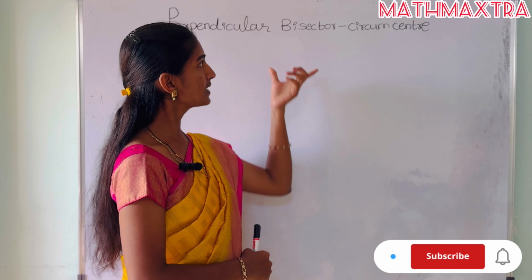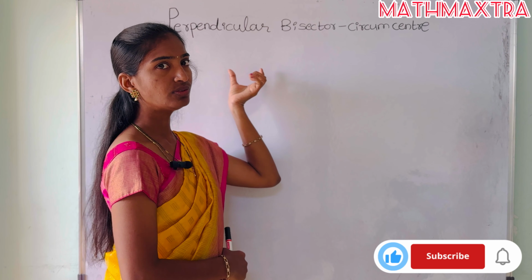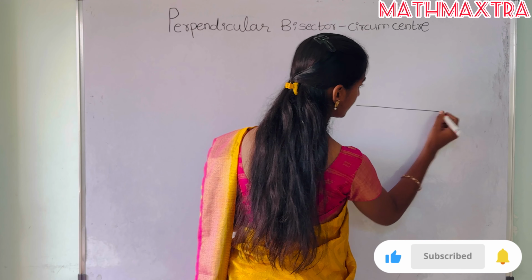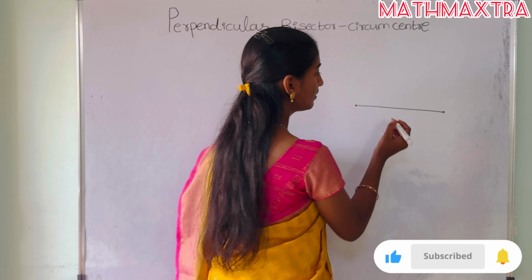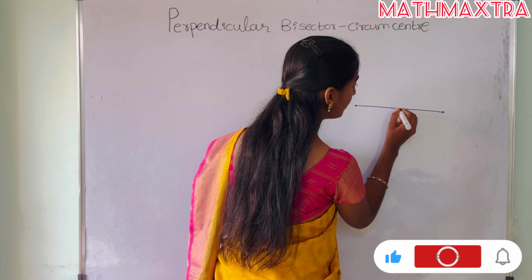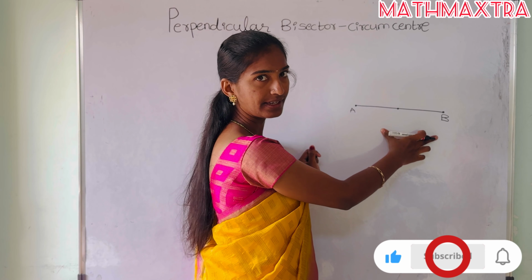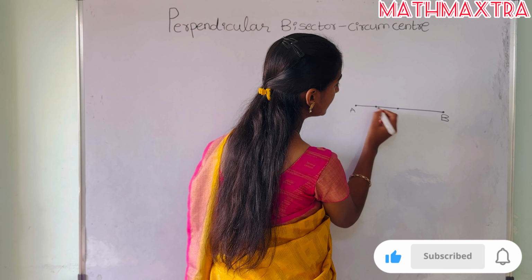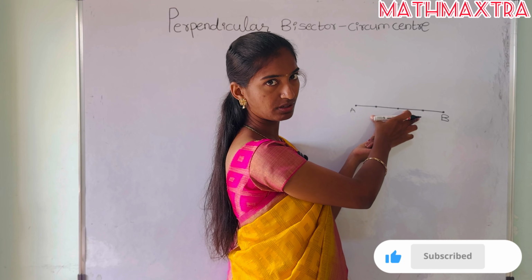Today our topic is perpendicular bisector and circumcenter. We'll know first what a bisector is. See, this is a line segment. When we say the line is a bisector of this, it means this is the midpoint of this line segment AB, dividing the line segment into two equal parts.